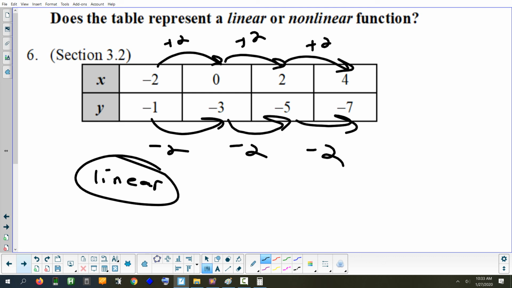Now, if you had a picture, how do you tell if something's linear? It's a perfectly straight line. This is non-linear because it curves. Linear is a straight line. Okay? If you've got a picture, it's easier. If you've got a table, you have to check that pattern.